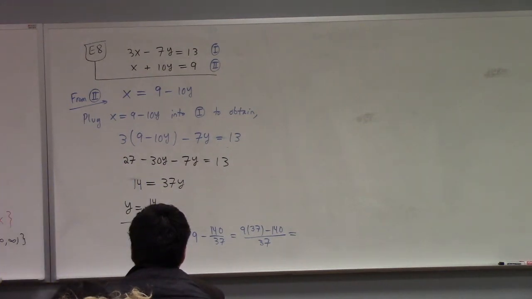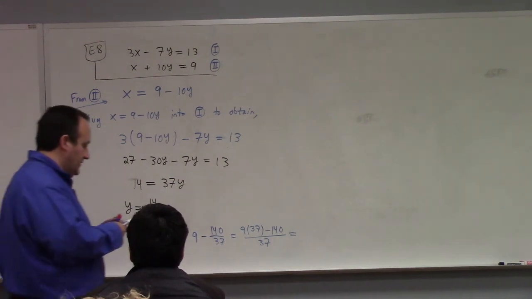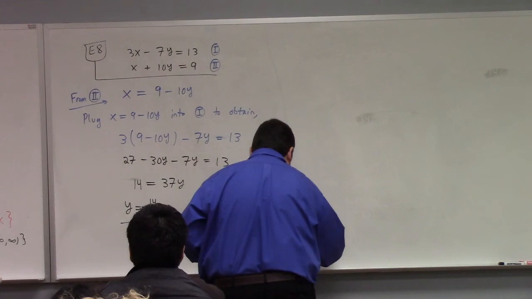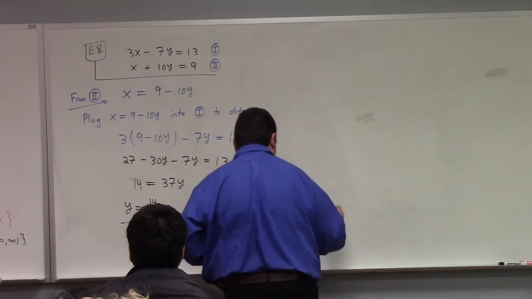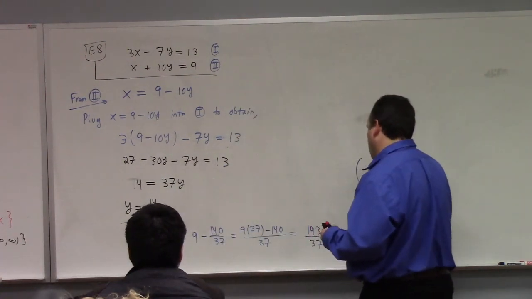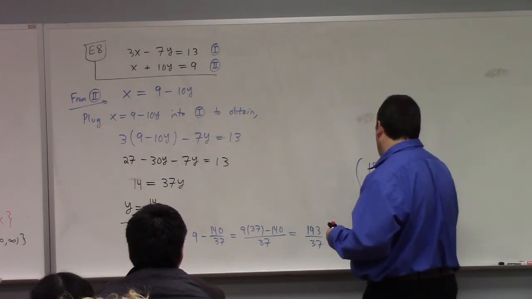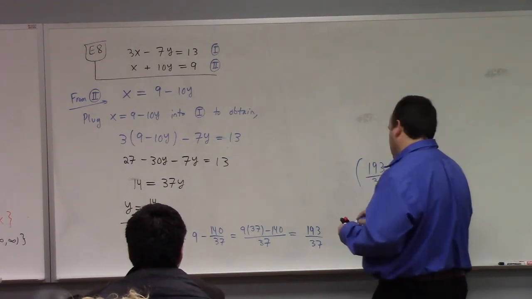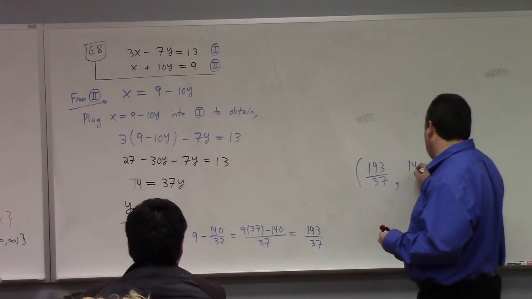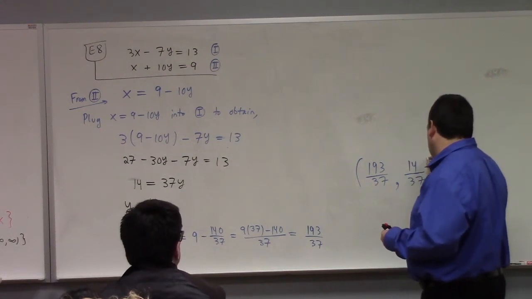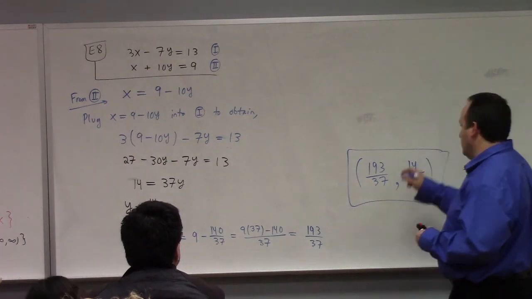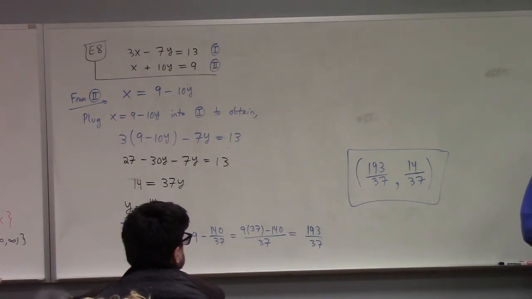Where's the 140? 14 times 10. That is 193 over 37. So lo and behold, the answer is (193 over 37, 14 over 37). There you go. That is the answer to this system. That is the point in the plane where those two lines intersect.